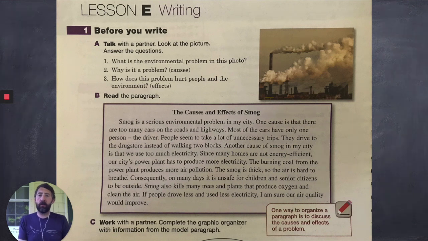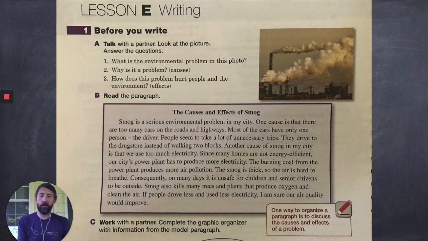Smog is a serious environmental problem in my city. One cause is that there are too many cars on the roads and highways. Most of the cars have only one person, the driver. People seem to take a lot of unnecessary trips. They drive to the drugstore instead of walking 2 blocks. Another cause of smog in my city is that we use too much electricity. Since many homes are not energy efficient, our city's power plant has to produce more electricity. The burning coal from the power plant produces more air pollution.